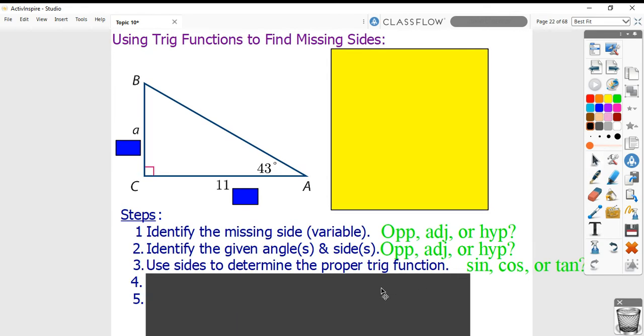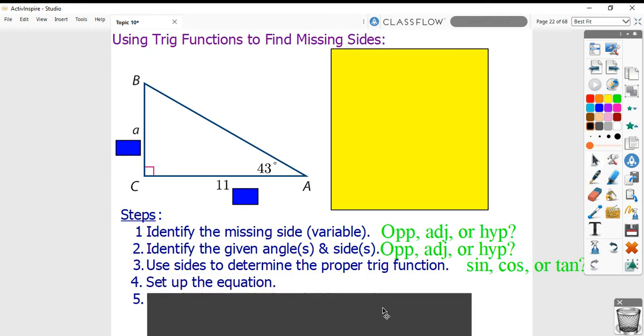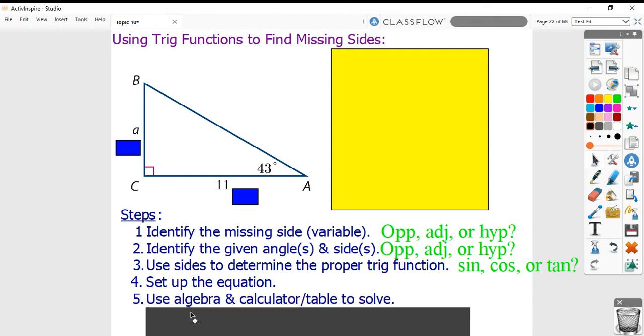Up next, what we want to do is set up the equation, and you're going to see a pattern in all of these problems that we're about to do: the equation is always going to be the exact same setup. All right, we'll talk about that. And then we use a little bit of algebra, we use the calculator, or we use the table that's in your packet, to solve the equation.